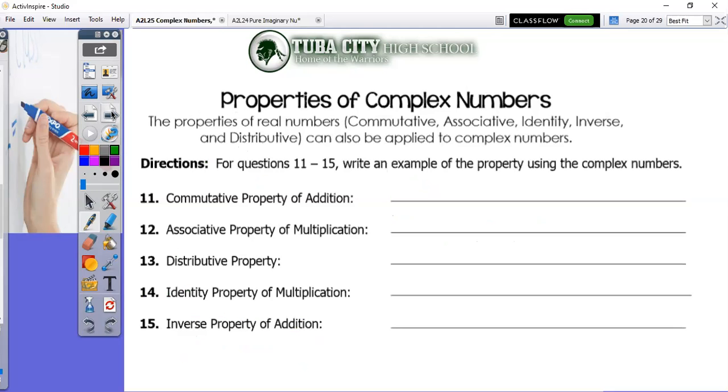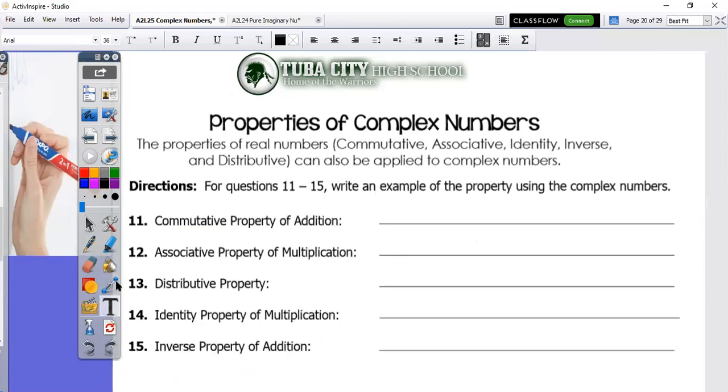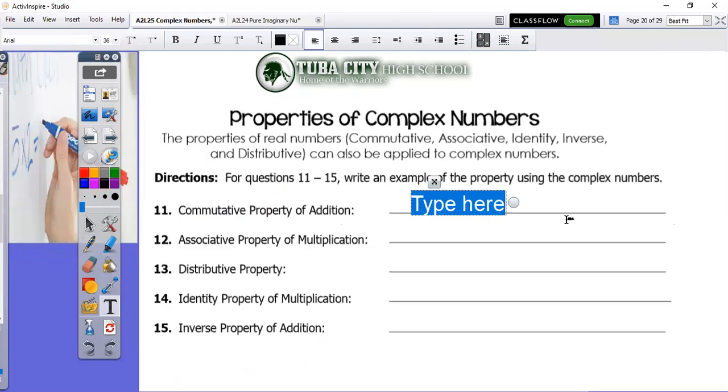Properties of complex numbers. So, commutative property of complex numbers. We already kind of know some of these properties, so I'm going to go ahead and make an example. This would be like 3 plus 4i equals the same thing, and I'm just going to reverse the terms, so 4i plus 3. Right, so commutative means that the order does not matter. You can go ahead and switch them in different places.